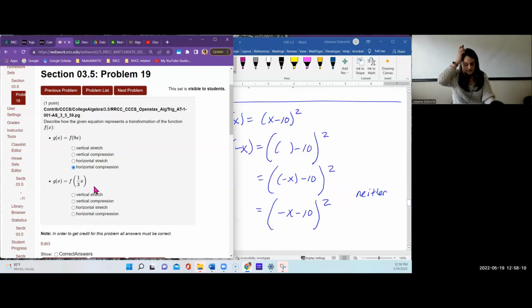On the second one, we have f of 1/3 of x. Again, it's multiplied by x, so it is a horizontal stretch or compression. It's being divided by 3 or multiplied by 1/3, a number less than 1. So I would normally expect a compression, but because it's affecting horizontal, it's got to be the opposite and be a horizontal stretch.